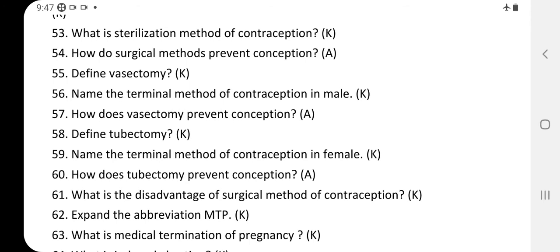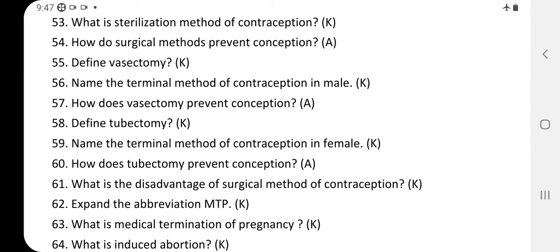How does vasectomy prevent conception? As I said, in the vasectomy, a small part of the vas deferens is removed or tied up. The vas deferens acts as a connection between the seminal vesicle and the testis. From the testis the sperms are released, but they will not reach the seminal vesicle. So in the case of vasectomy, the gamete transfer tube is blocked and this avoids conception.